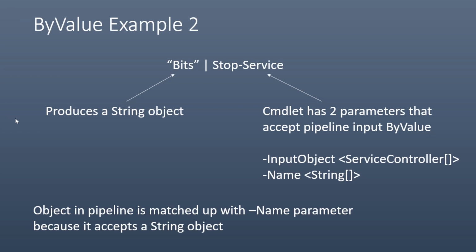And then that string object is being piped to Stop-Service. So what parameter is going to accept that string object? Remember, it's the same scenario as we had before. We have two parameters that accept pipeline data by value, InputObject and Name. And in this case, the data is going to be presented to the Name parameter because that's the one that accepts string objects.